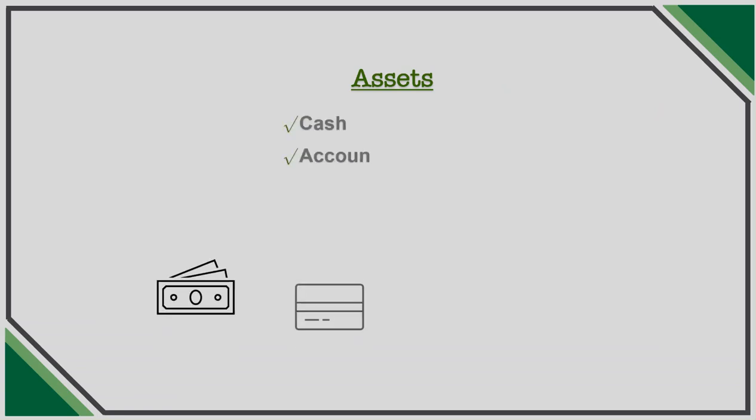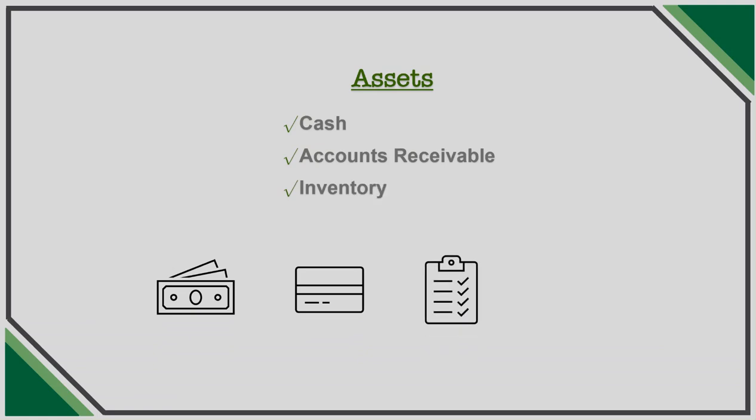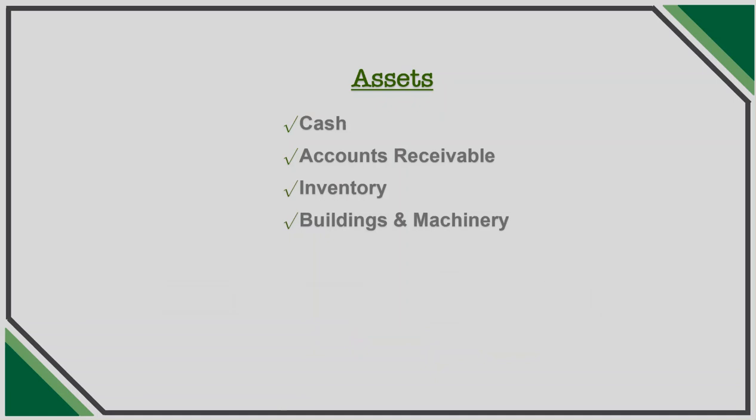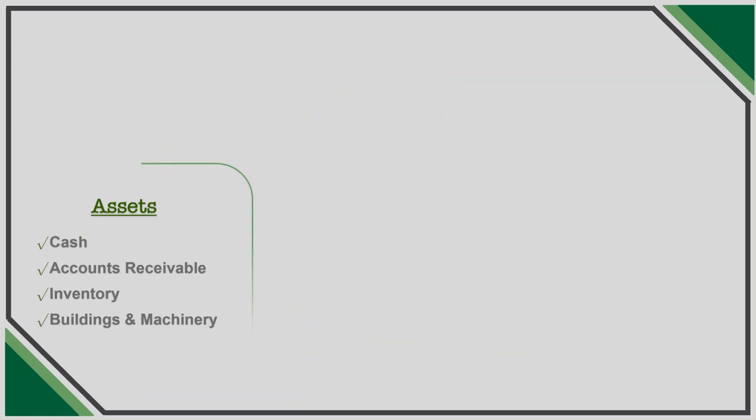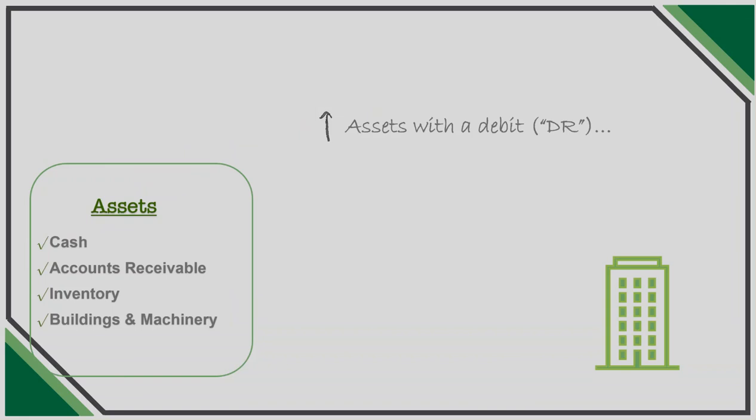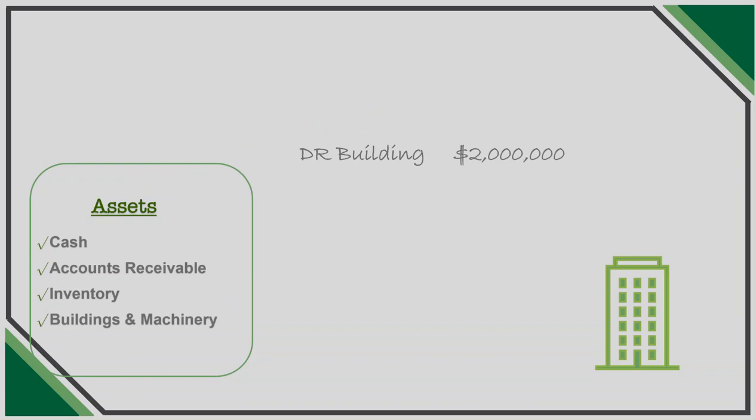Assets from a business perspective include those things that are valuable, like cash, accounts receivable, inventory, and buildings and equipment. If a company receives an asset, whether someone pays them cash, they buy a building, or they purchase inventory, accounting records the receipt of that asset on the date received by debiting the asset. For example, the purchase of a $2 million building would be recorded as a debit to building for $2 million.